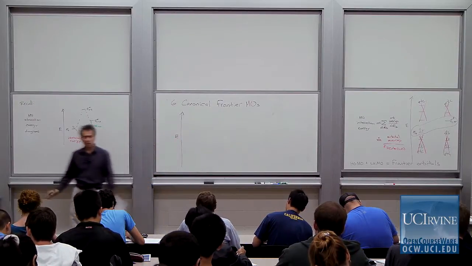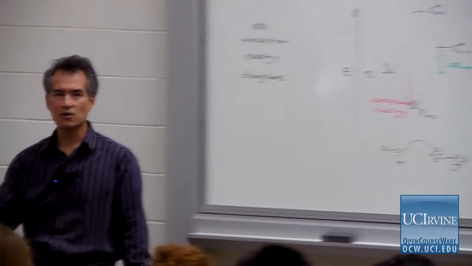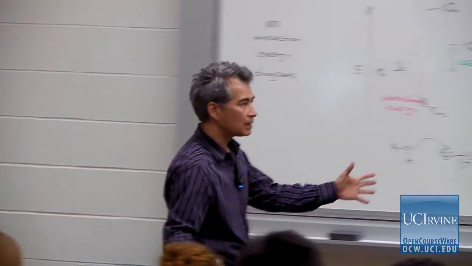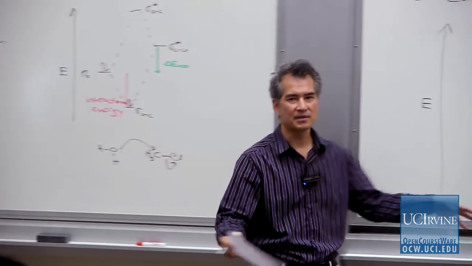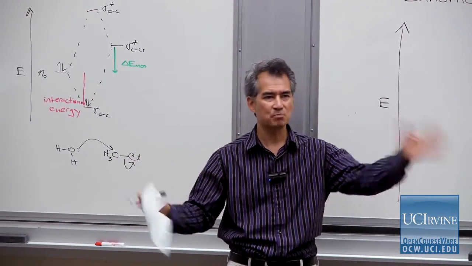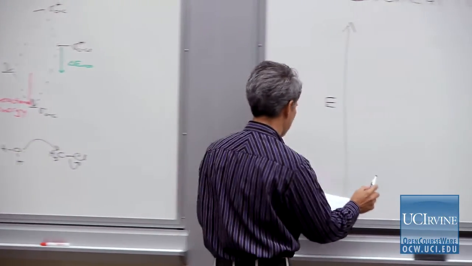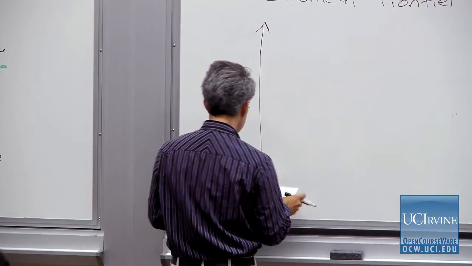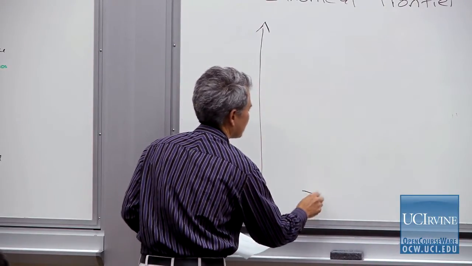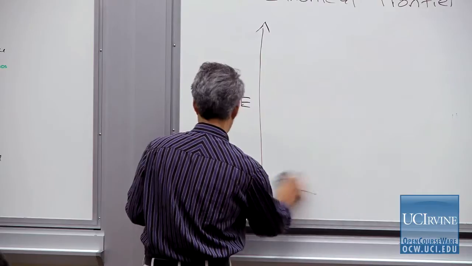So for the rest of this quarter, we're going to talk about six canonical frontier molecular orbitals. Molecular orbitals can have bizarre shapes, bizarre three-dimensional shapes spread out over entire molecules. But when you look at the frontier orbitals and the shapes that they adopt, there's only six basic shapes to those frontier orbitals. And let me try to give you the energetic consequences here.